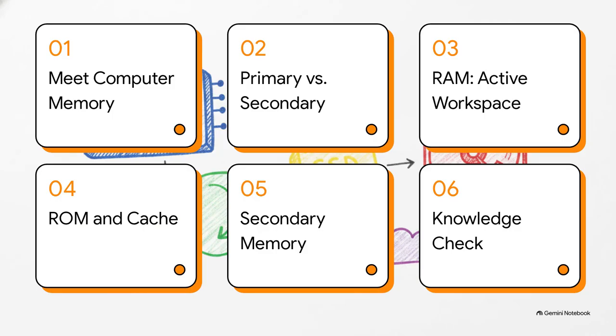Here's our quick roadmap for today. 1. Meet your computer's memory. 2. Primary versus secondary memory. 3. RAM, your active workspace. 4. ROM and cache explained. 5. Secondary memory, permanent storage. And 6. We'll finish up with a chapter review knowledge check.